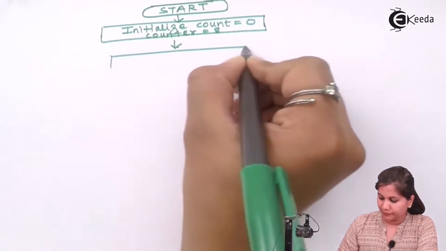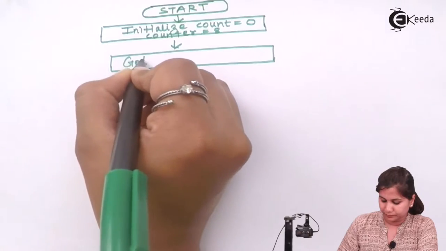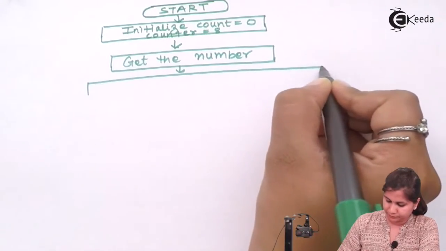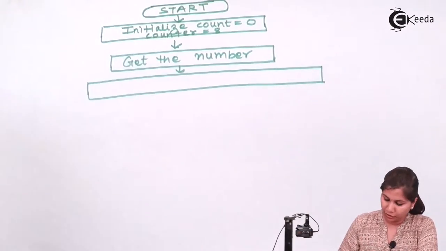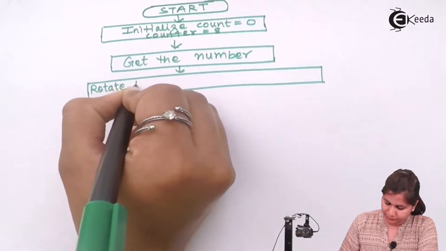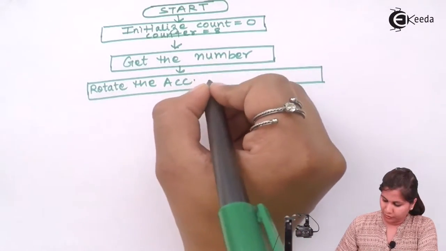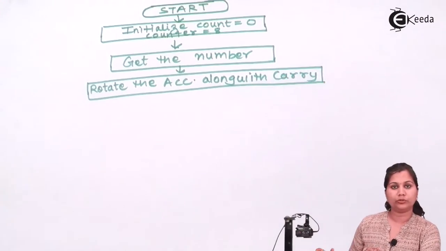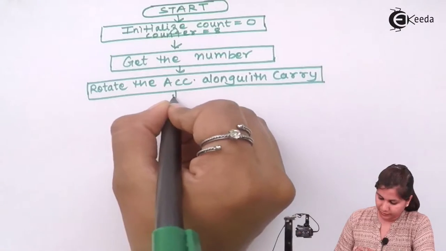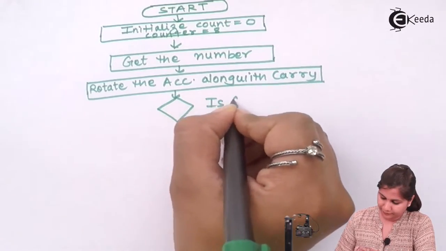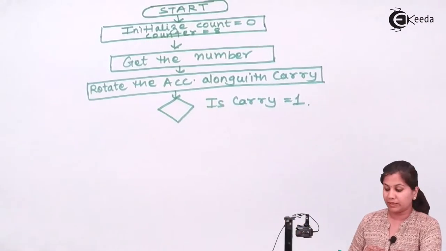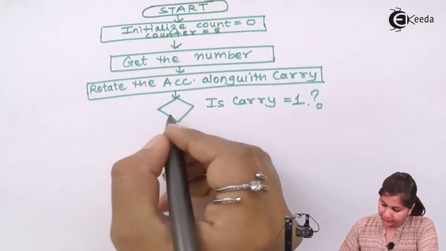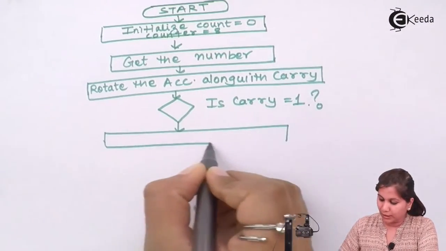After that we will get the number. After getting the number, that number will be in the accumulator. So we will rotate the accumulator along with carry, so that bit will go into the carry flag. After that, we will check whether carry equals 1, meaning whether the carry is generated or not. If carry is generated, it means that the bit is 1. So at that time we have to increment the count, which is counting the number of ones.